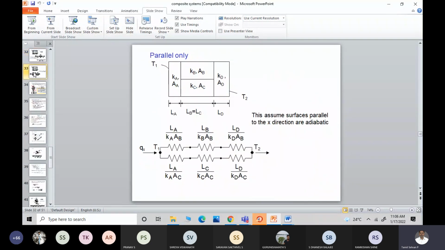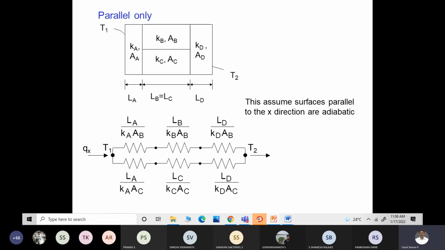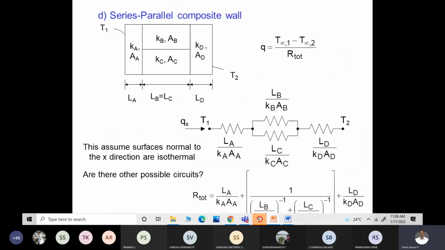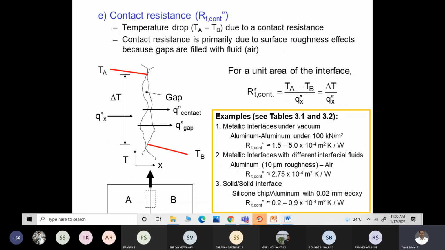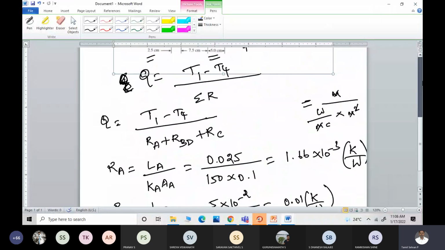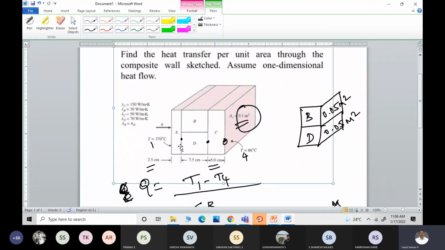So when we talk about composite wall, we have this. Before moving on to composite cylinder, this is the series parallel composite wall which we have discussed. Even in the previous problem, you can see that one wall of different thermal conductivity is attached to another wall with a different thermal conductivity. A very good example is the furnace wall.